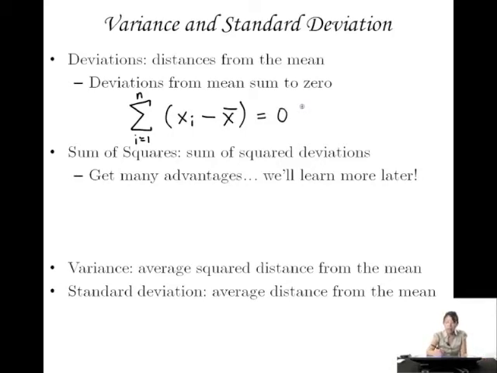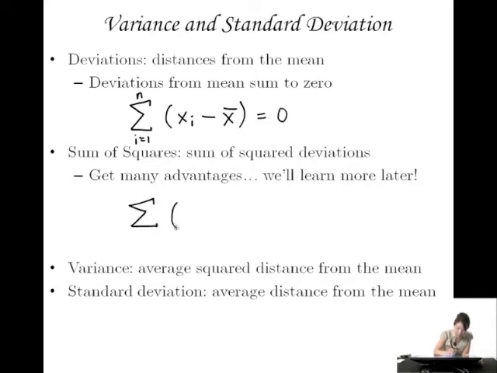Here we're going to sum the squared deviation. So instead of just summing up all the deviations, we're going to square the deviation and then sum those up. And whenever you square it, you get a positive number. So the sum of squares is always going to be positive. And you get many advantages out of doing this squaring business, and we'll learn more about some of those advantages later. But let's talk about how to write this in notation.